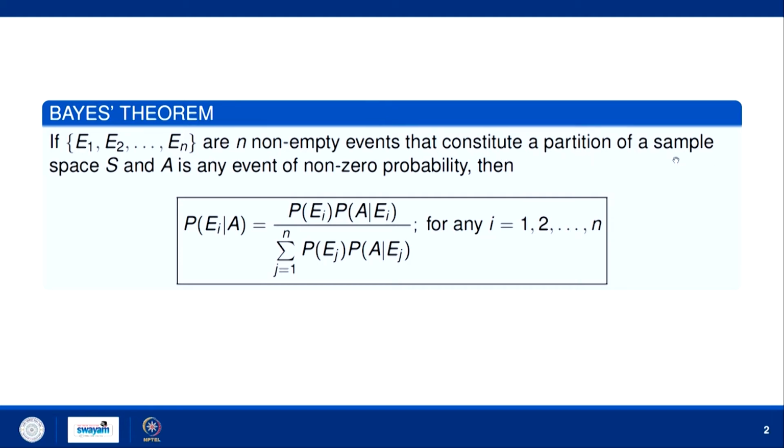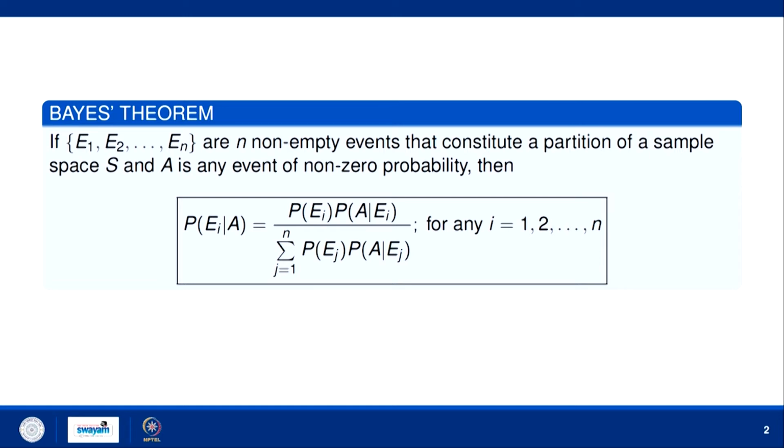So we have already discussed what a partition is basically. If you are saying that E1, E2 up to EN are a partition, that means the union of E1, E2 up to EN is S, the sample space, and the intersection of any two different events is phi. So that means a partition.